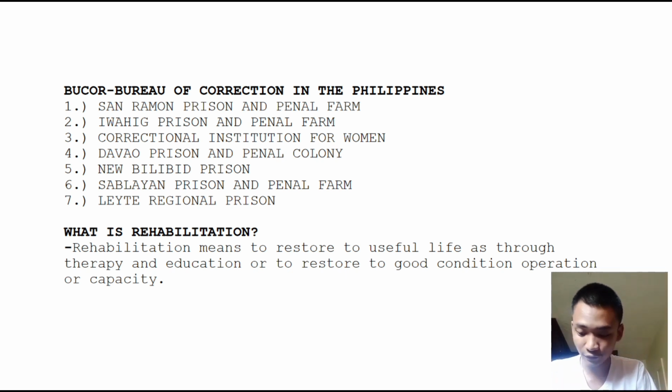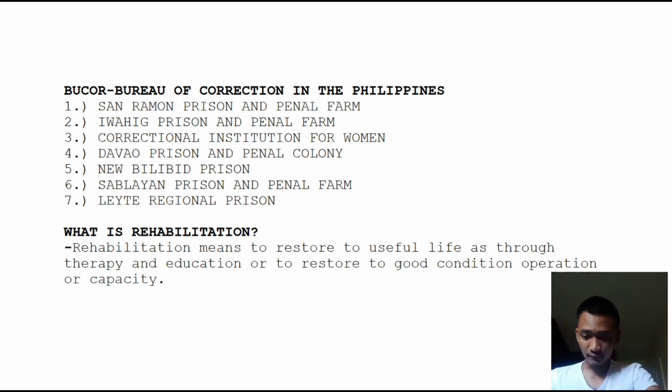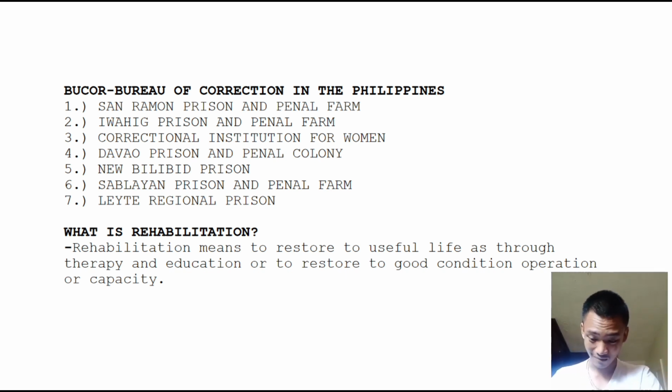Rehabilitation program in prison. May mga program din sila doon sa kulungan. Number 1, employment of prisoners. Number 2, religious service. Babasa-basa silang Bible, sisimba sila. Educational program, na pag-aaral din sila. Library service, may library, may food service. Health and medical service, counseling.